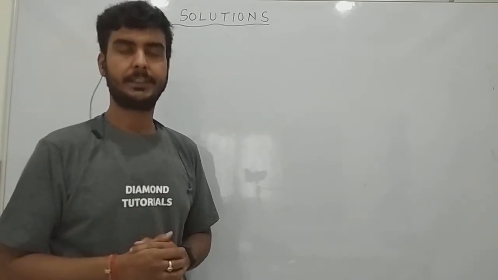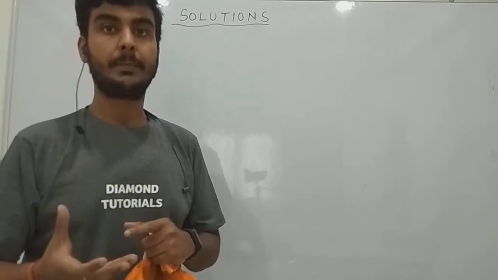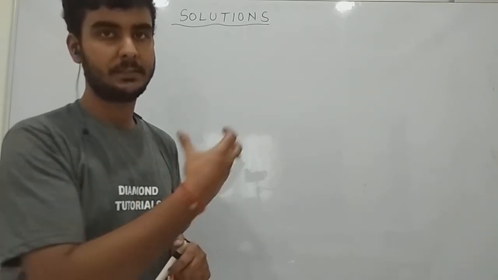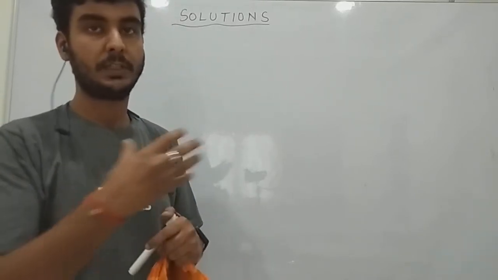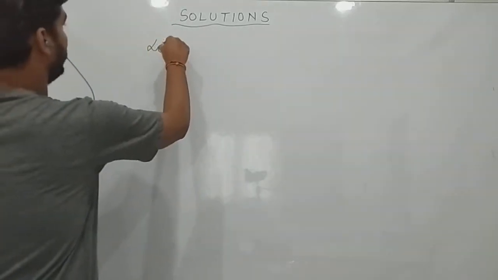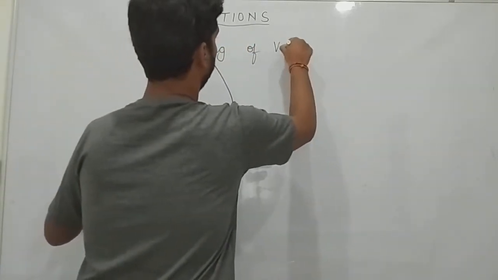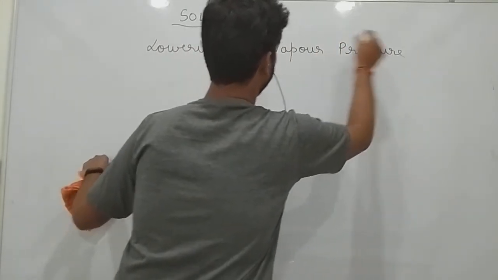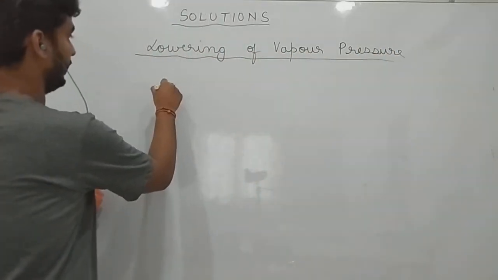In the last class, we were discussing one of the colligative properties, that is lowering in vapor pressure of a solution when you add a non-volatile solute to it. So let us discuss some more points and see a very easy problem just to familiarize you with the mathematical formula for lowering of vapor pressure, which we have seen in the last class.